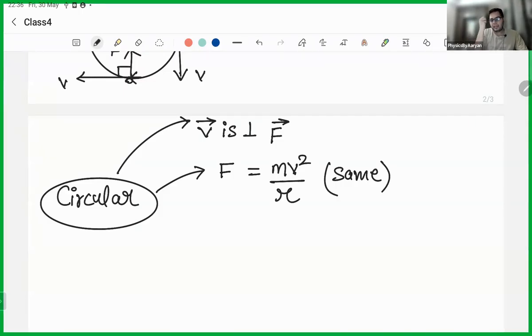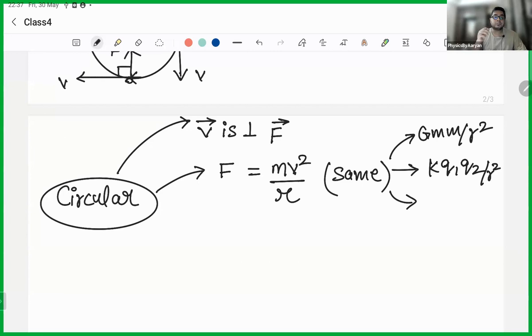You think about any circular motion, the same mathematics will apply: whatever force is acting, you equate that force with mv square by r. Now, the force which is acting is different in different cases. For example, in the solar system, gravitational force is acting, so this force will be GMm by r square. In an atom, electrostatic force is acting, so this force will be k q1 q2 by r square. In our case, the force which is acting is magnetic force, so that will be qvB.